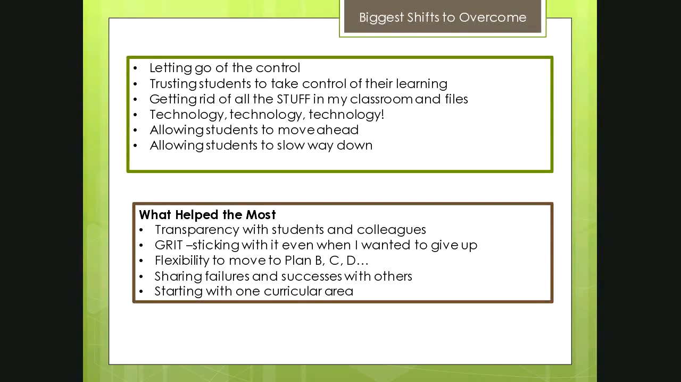I also allowed myself to fail in front of my colleagues, and I think this had a lot to do with why so many colleagues in our building have been willing to join our quest for blended learning, because they watched me fail and I talked about it, and then I would talk about not only my failures but my successes. I stood in front of them and said, today was really a bad day because this happened, this happened, this happened. But they didn't see me quit, even though maybe a couple of times I wanted to.